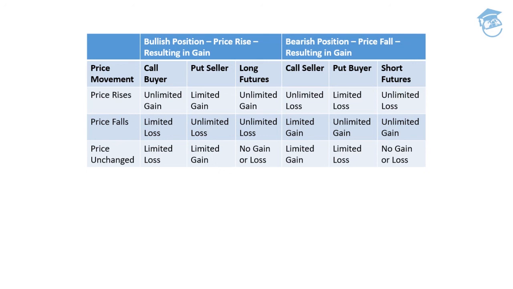In case of a put buyer, since you're a buyer, your loss has to be limited. You need to pay your option premium, so your loss will be limited to the option premium paid from your end. In case of shorting futures, again, you sold something for 50 rupees, and even today that can be obtained from the market for 50. No gain or any kind of loss.